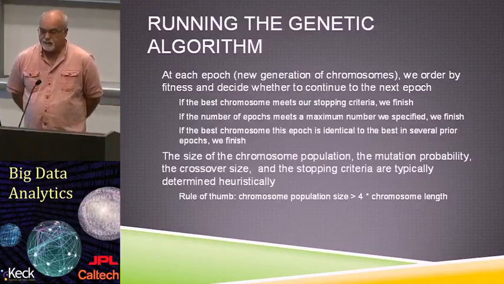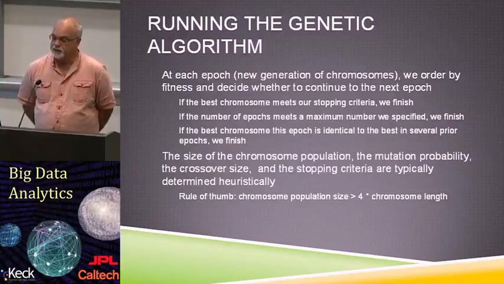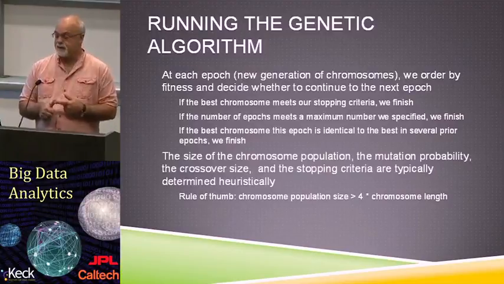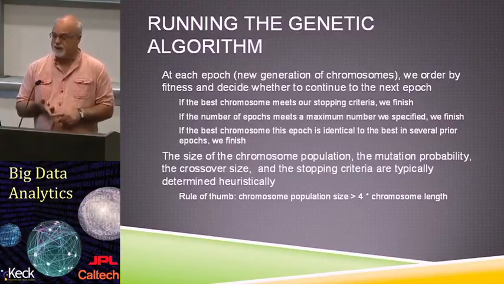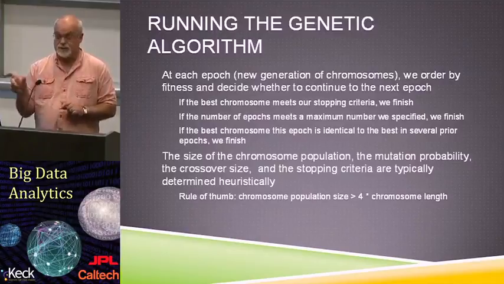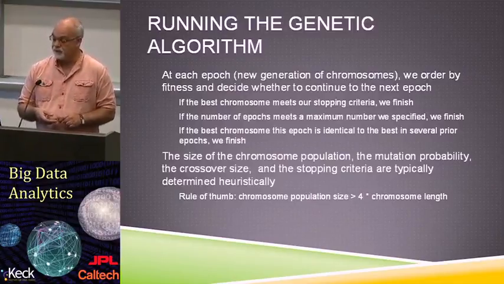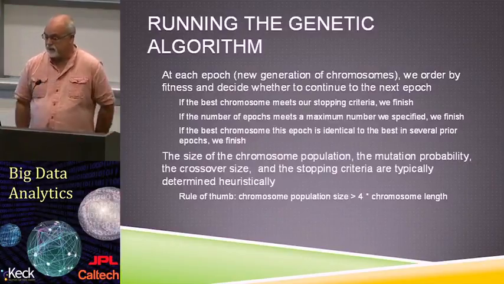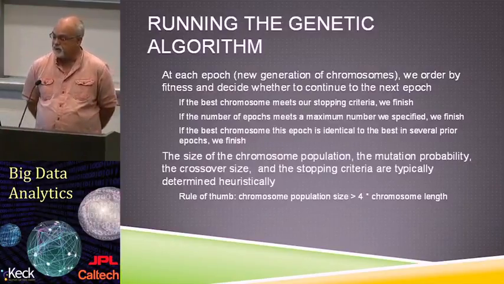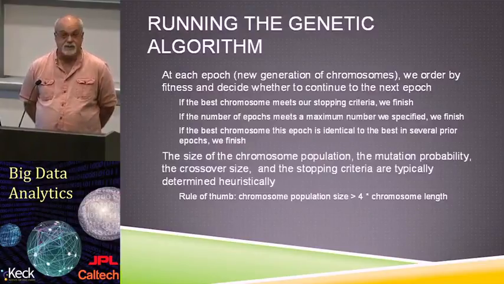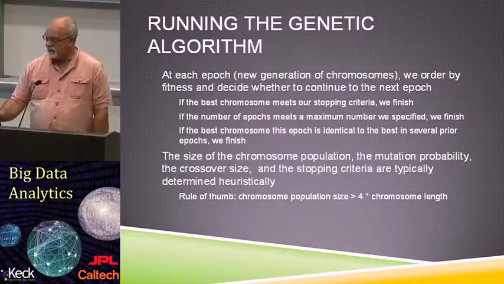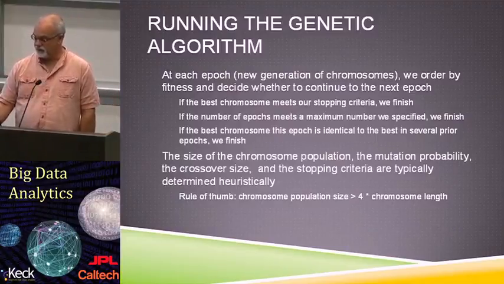A lot of these parameters which are used when running the algorithm are rather ad hoc and heuristic: the size of the population, for starters, the probability of mutation occurring, the size of the crossover pieces between the chromosomes, and the stopping criteria. You typically derive those heuristically. Some people have come up with rules of thumb. This is one I saw quoted, that the chromosome population size should be greater than 4 times the chromosome length. In my experience, you need much bigger chromosome population sizes than that, but maybe you can get away with it for simpler problems.